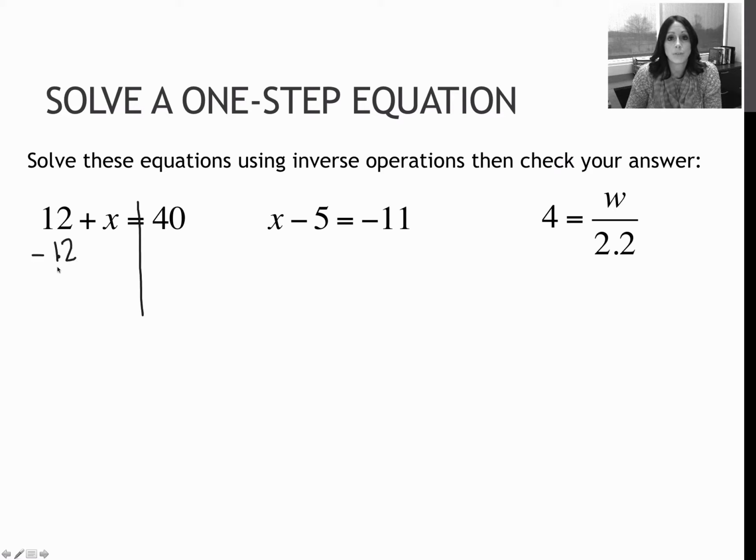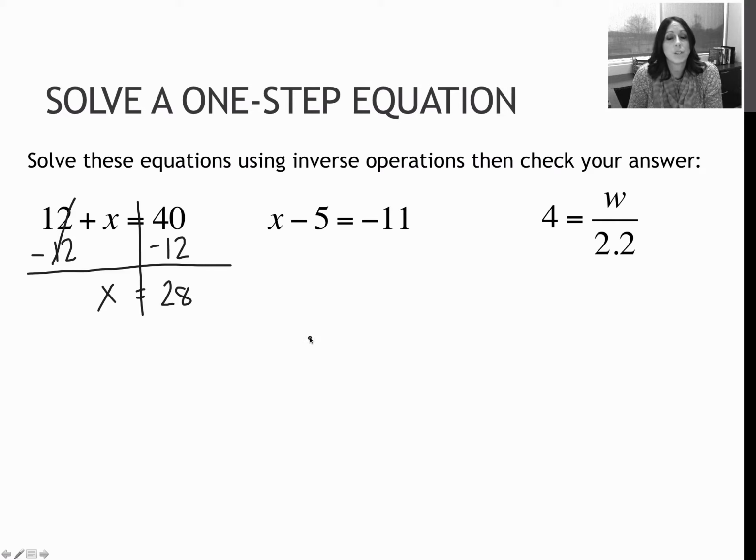Now I'm going to subtract 12 here, and notice I've lined it up underneath the 12. I'm going to do the same thing over here, and it's very important that you have the same thing on each side of that wall. So on this side, notice I've only subtracted 12 once. I didn't write it underneath the x. 12 minus 12 is 0. It cancels out, and I just get x. And on the right side, I have 40 minus 12, which is 28.